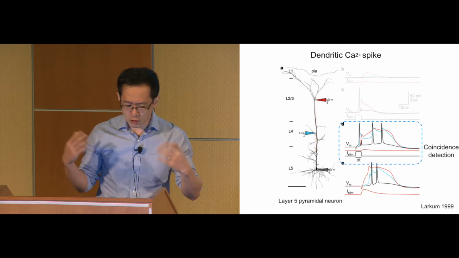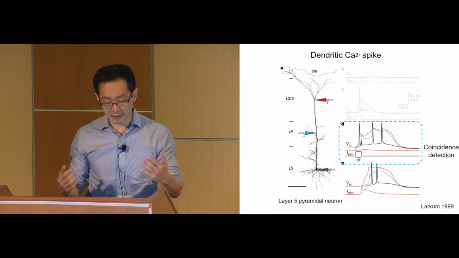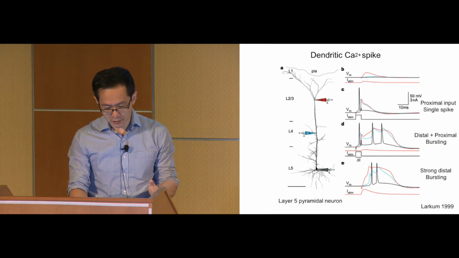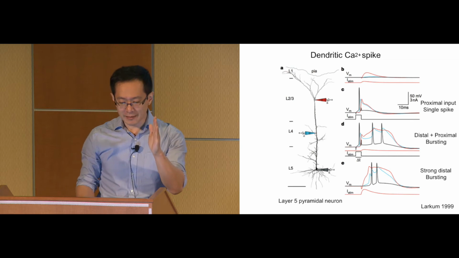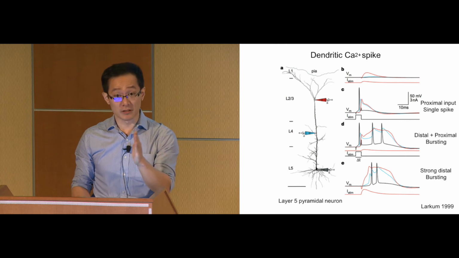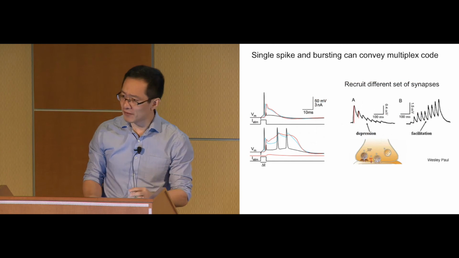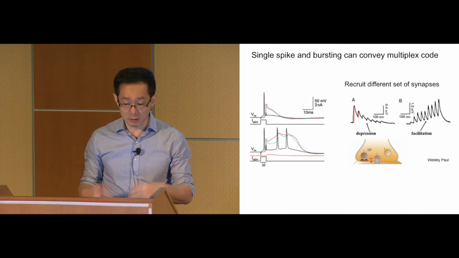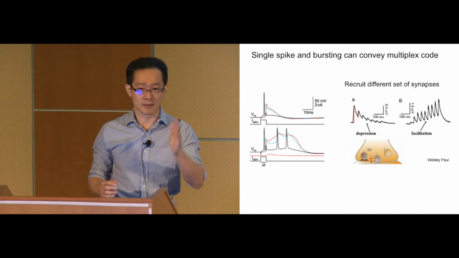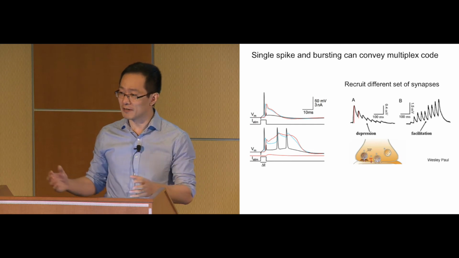These two coincidence events can be detected through the dendritic spike and cause a different pattern of firing of the cell. So it seems that the cell is capable of doing either a single spike or a burst of spikes, depending on the stimulus pattern. And I think this is a very interesting way for the cell to multiplex. So imagine that sometimes the cell fires a single spike, and sometimes the cell fires a burst of spikes. And they might encode different information.